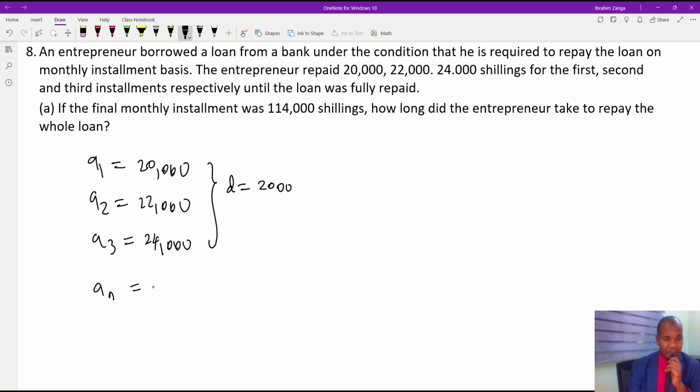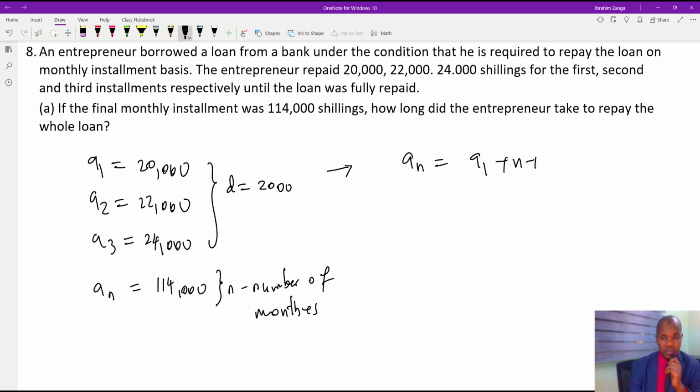So a_n, after n months, the last amount paid is 114,000 shilling. So we are going to use the general formula for arithmetic progression. Mind you, here n is the number of months. So from a_n equals a1 plus n minus 1 multiplied by common difference d, we're going to plug in the data and find the number of months.